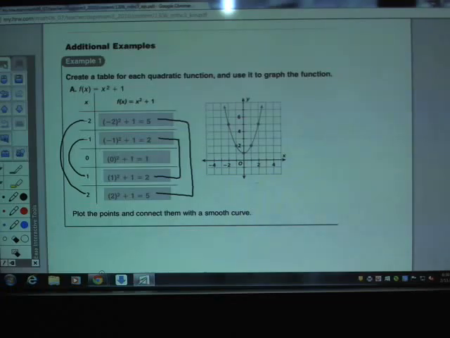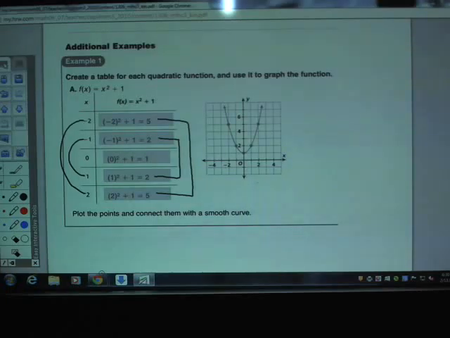Indeed, when I plug in 3, 3 squared is 9, plus -3 squared, -3 times -3 is 9, plus 1 would be 10. So as we see, going out, opposite x values have resulting y values that end up being equivalent. All right, so I'm going to go ahead and connect my points now.